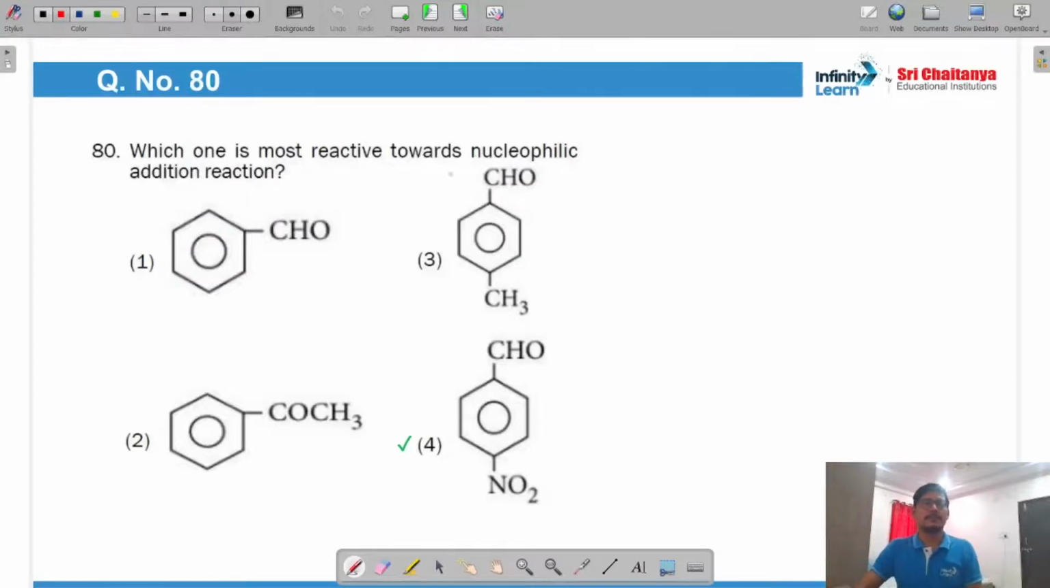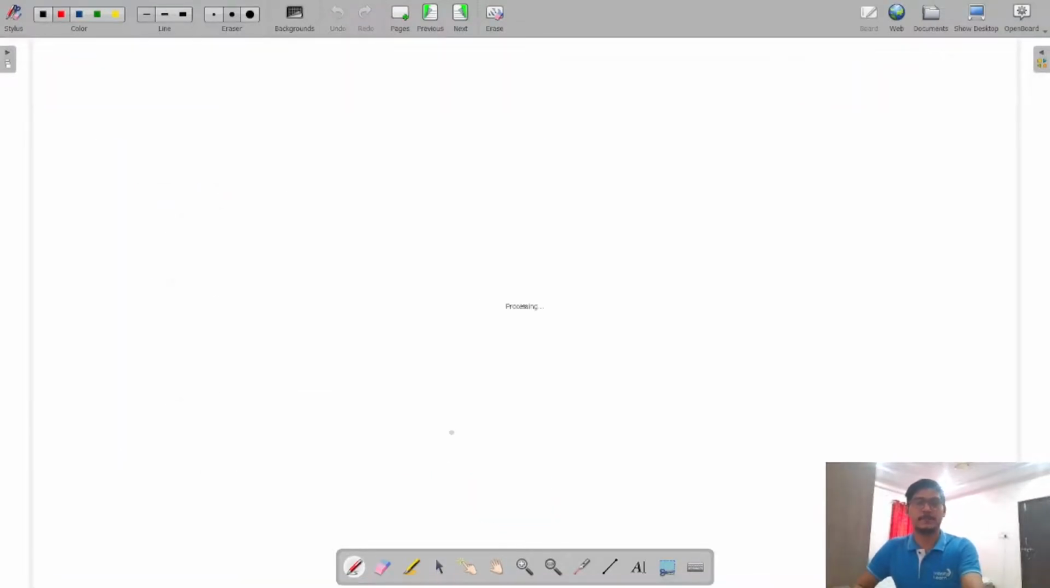Which one is most reactive towards nucleophilic addition reaction? Of course, this, because an electron withdrawing group will increase the delta positive charge. That is, it will increase the electrophilicity of the carbonyl carbon. So this will be most reactive.